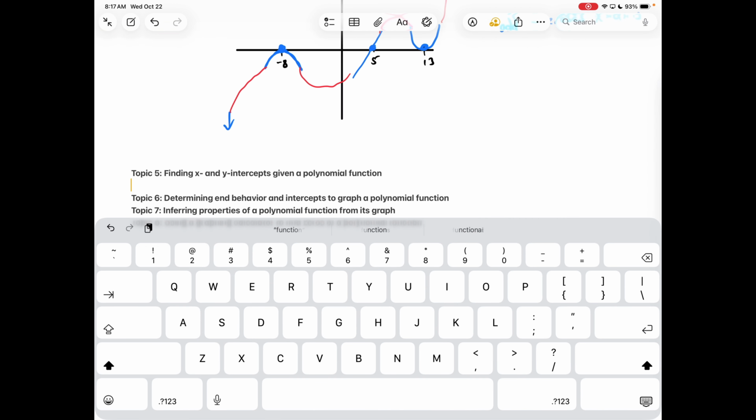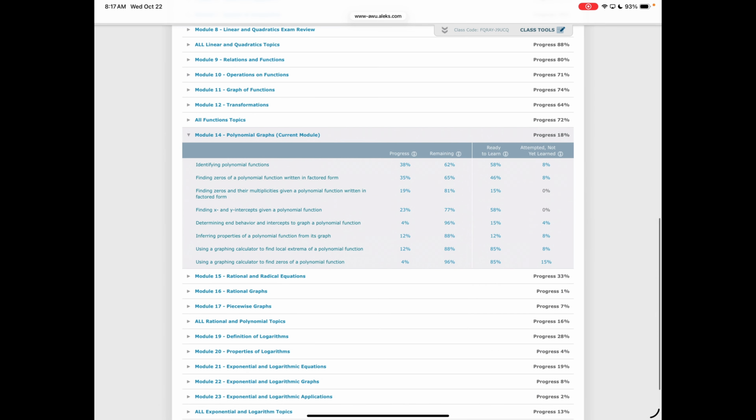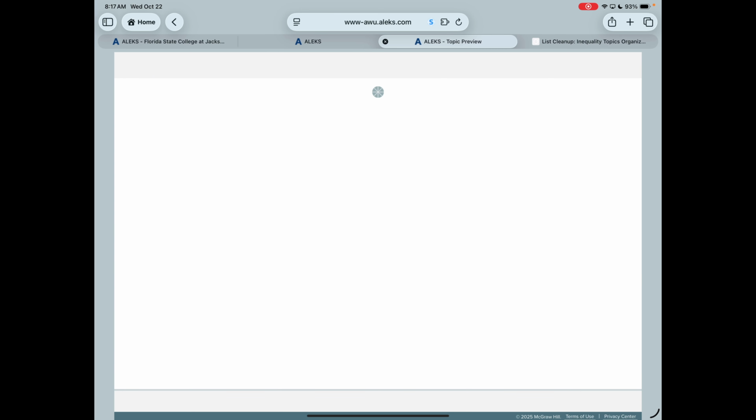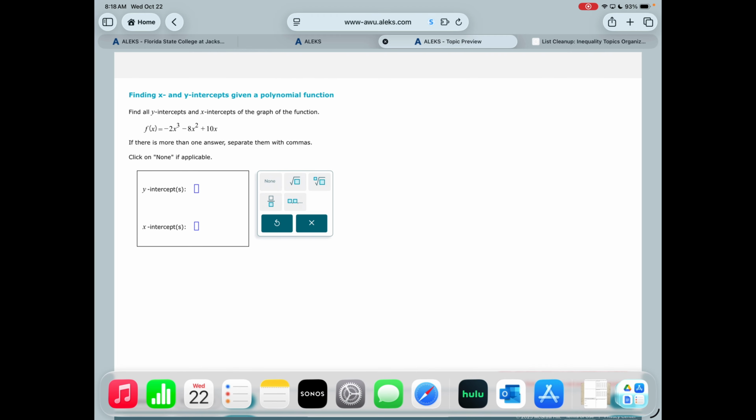All right, finding x and y intercepts of a polynomial function. I told you when we did x and y intercepts way back when, no matter how far you go in graphing, you always find the x-intercepts the same way. So, is that the one we want to do? Let me skim through and see what they got here. Let's do that one. Negative 2x cubed minus 8x squared plus 10x.